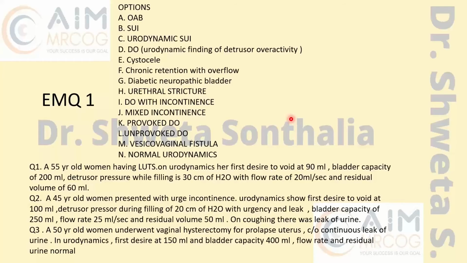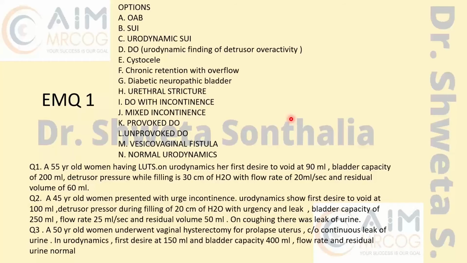So looking at the options, A is not it. Overactive bladder is just a symptom, so it can't be that. It's not SUI. It's not urodynamic SUI. It's detrusor overactivity, a urodynamic finding. That could be a possibility.